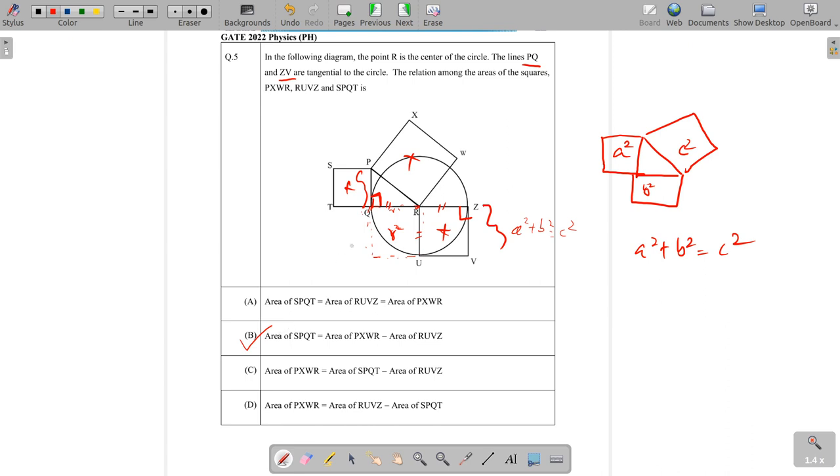That means now just look, the area of SPQT is the area of this minus the area of this. So that's the right answer. Pythagoras theorem.